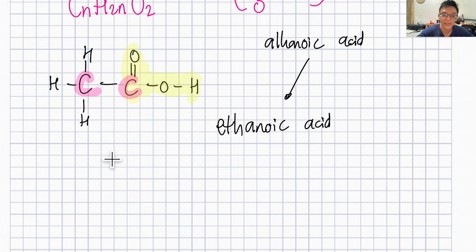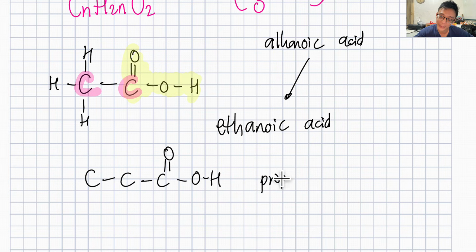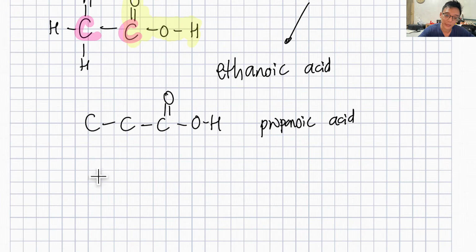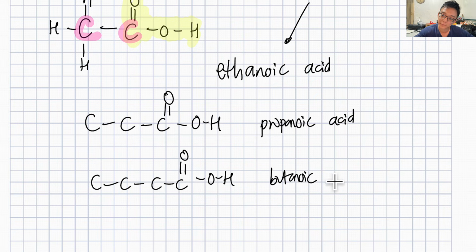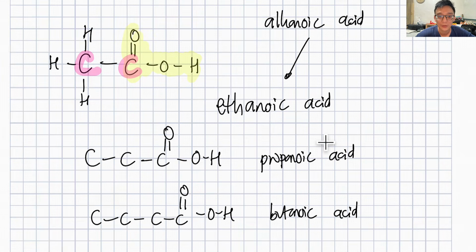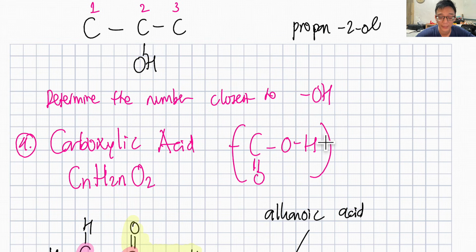If it contains 3 carbon, like this for example, double bond O, OH, it's called propanoic acid. If it contains 4 carbon, 1, 2, 3, 4, double bond O, OH, it's called butanoic acid. So it always ends in "oic acid". So here are some general naming rules for the 4 homologous series that we learned.